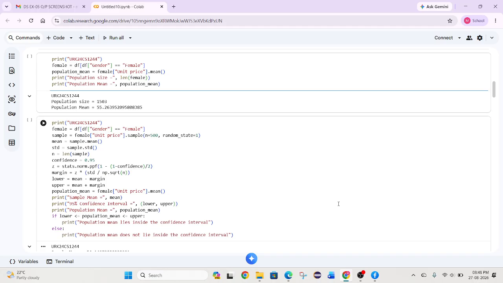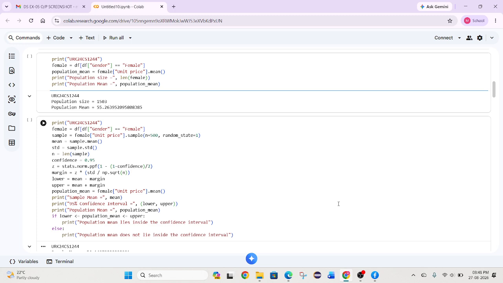In our question, first we select the female customers, then we use all the available female customer unit price values to calculate the population mean. This filters the dataset and selects the female customers. This calculates the average unit price of all selected female records. Since we are using all the available records in this group, we call it the population mean.